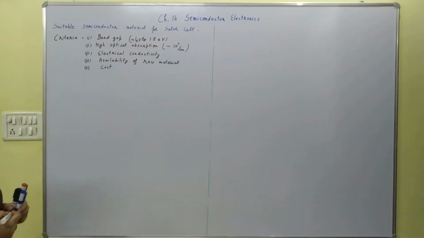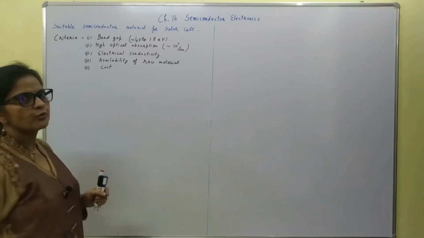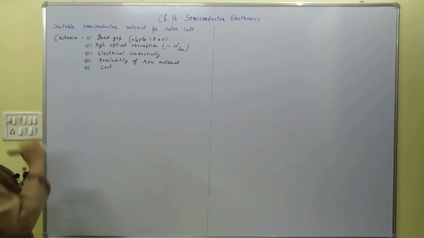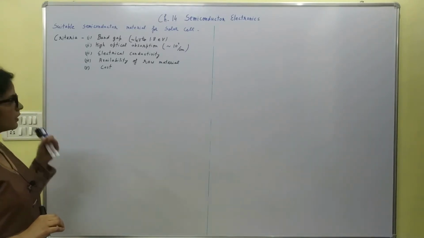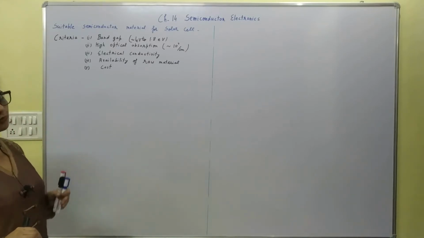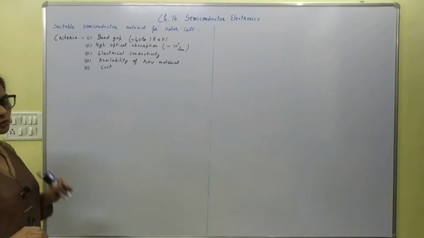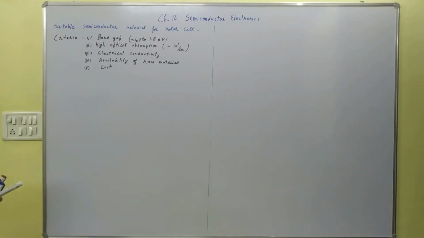High optical absorption, that means 10 to the power 4 units per centimeter. That means in 1 centimeter, 10 to the power 4 units of optical energy absorption must be there. Then it must have high electrical conductivity. Whatever raw material we are using to make a solar cell must be easily available, and it should have a low cost, right? So these are the basic criteria.